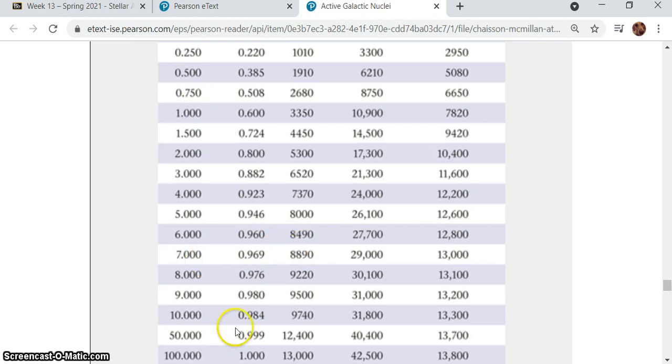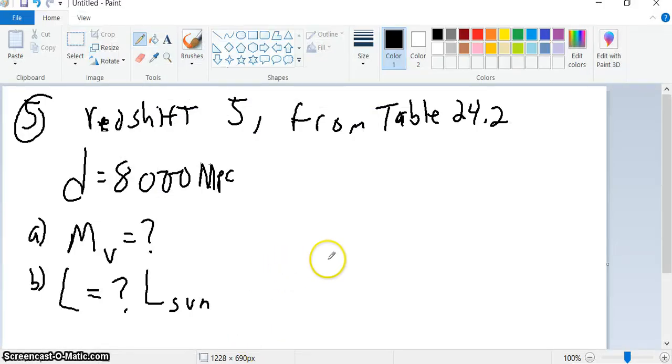All right, so let's go back to the problem here. I've written everything on, and I've already looked this up. So we need to figure out what the absolute magnitude is. What we're going to do is we know the apparent magnitude. They give us that. Little m is 22.